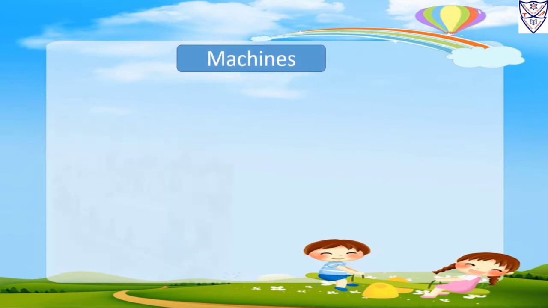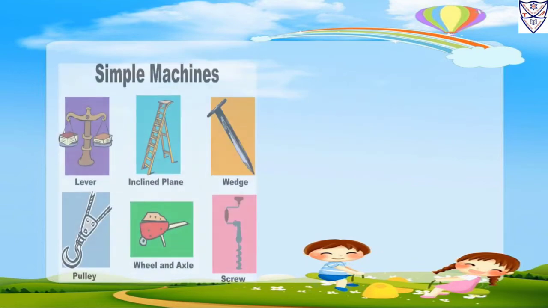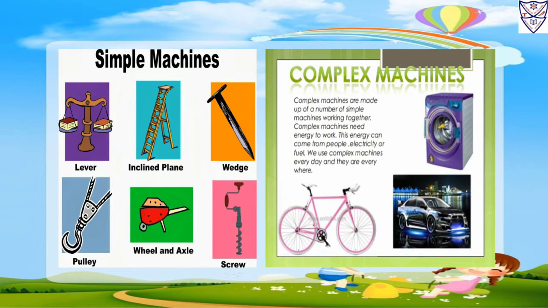Machines. When a task is difficult to do with our hands, we use tools called machines. With the help of machines, we can do our work easily. There are two types of machines: simple machine and complex machine. Here you can see some examples of simple machines. They are lever, inclined plane, wedge, pulley, wheel and axle, and screw.